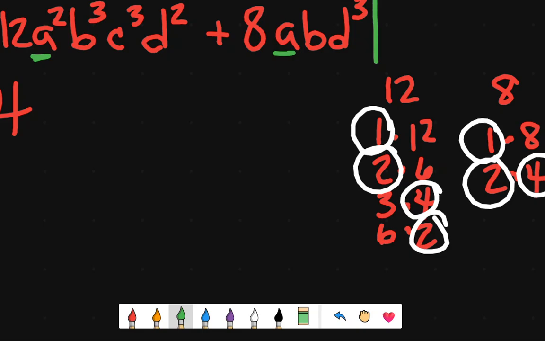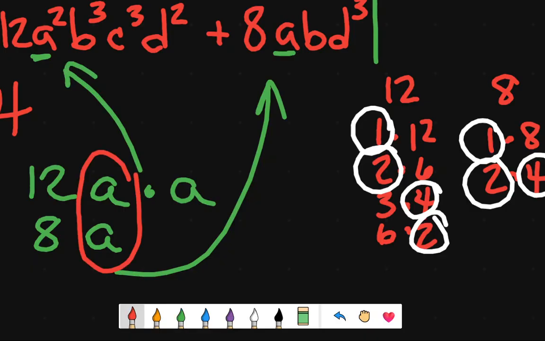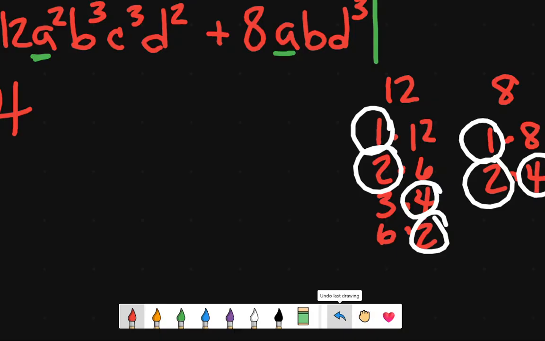If we were to expand this like previously, really quickly, this is 12a times a. This is 12a to the second. And if we were to expand 8a to the first, which is up here, and 12a to the second is over here, how many a's do they have in common? They both have 1a in common, okay? So we can factor out just 1a. So don't get confused with that. Just factor out the 1a because that's the only one that they have in common.